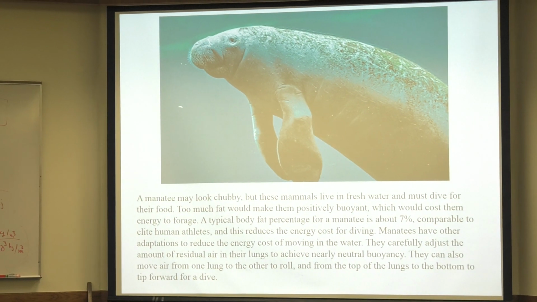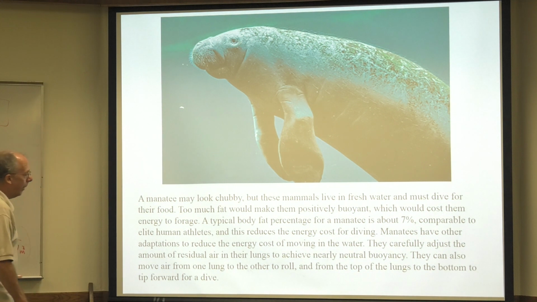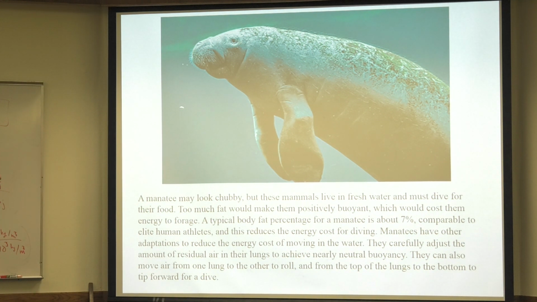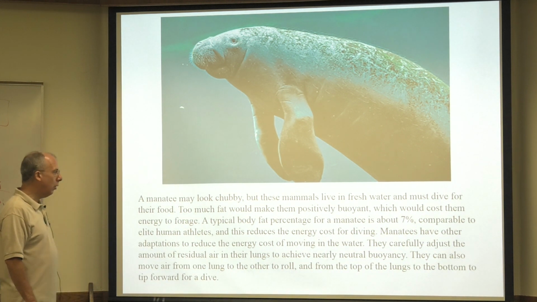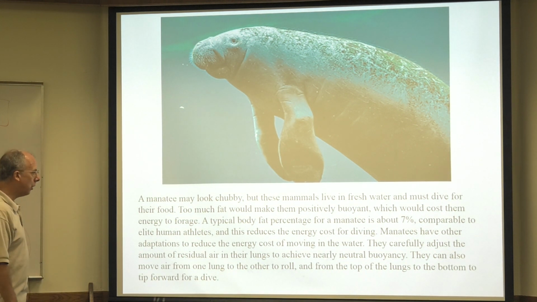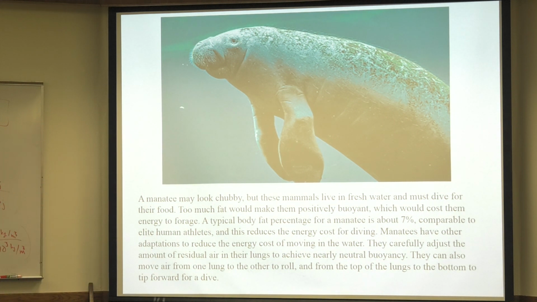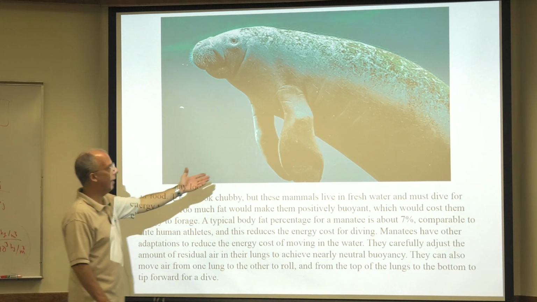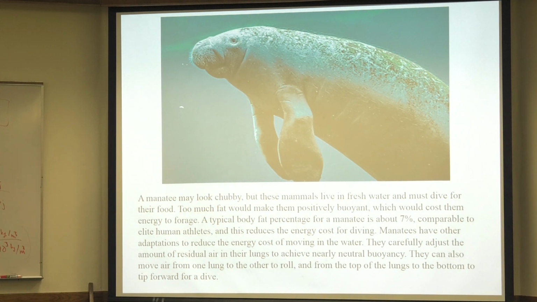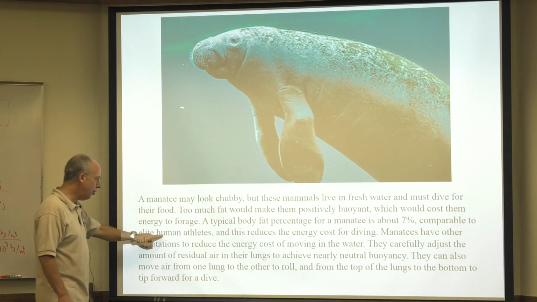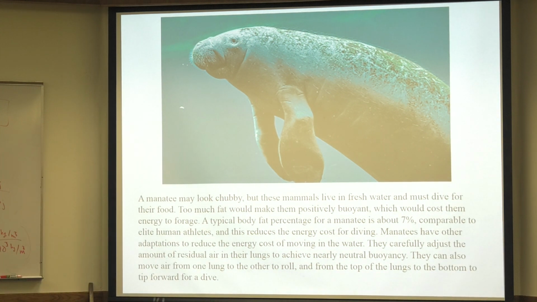This is from the book, but I thought it was kind of interesting. A manatee may look chubby, but these mammals live in fresh water and they have to dive for their food. Too much fat would make them positively buoyant, which would cost them energy to forage. A typical body fat percentage for a manatee is 7%. What? 7%? I wish I had 7%. Comparable to elite human athletes. And this reduces the energy cost for diving.